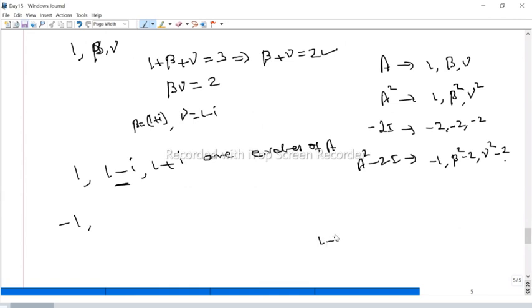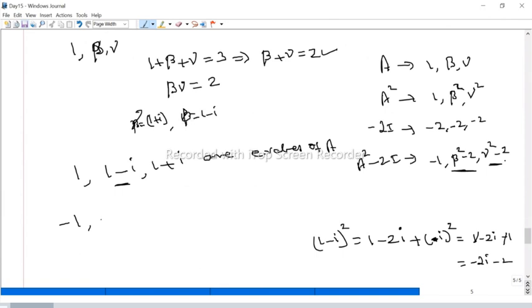What is the square of this? 1 minus i whole square is nothing but a square, that is 1 square, minus 2ab plus b square. b is i, so plus i square. The i square value is minus 1. Therefore, 1 minus 2i minus 1. So minus 1 plus 1 cancel, we get minus 2i. But we have to subtract 2. Or anyway, we can take this as gamma and this as beta, no issue.